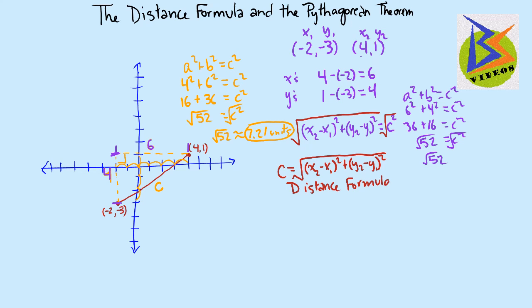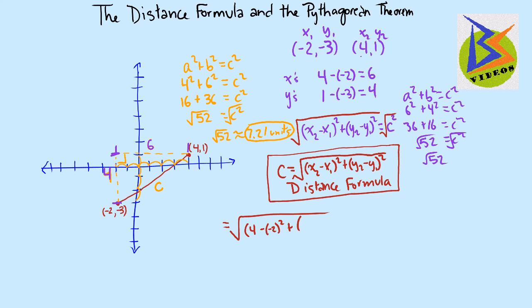No one ever showed me that the Pythagorean theorem and the distance formula connected, so I think that's a pretty cool thing. And so now from here we could just plug our numbers into the distance formula. So we have our x sub 2 is 4 minus a -2, squared, plus our y sub 2, so 1 minus a -3, squared, which equals the square root of (4 plus 2) squared plus (1 plus 3) squared.